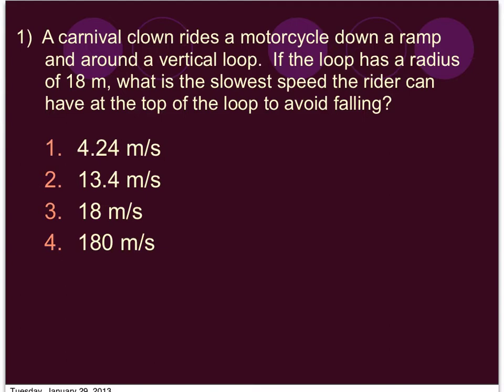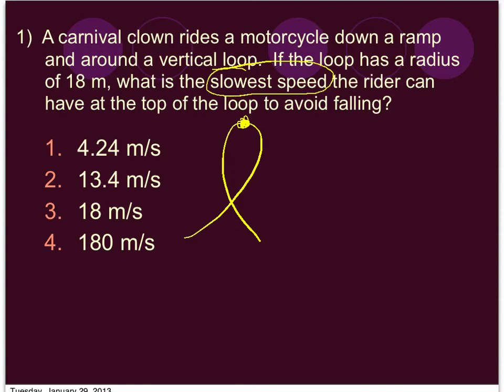Okay, an example, problem number 1. You have a carnival clown riding a motorcycle down a ramp and around a vertical loop. Okay, so he's going to be going around that loop. If the loop has a radius of 18 meters, what is the slowest speed that the rider can have at the top of that loop to avoid falling? Okay, so again, I'm thinking about this point right at the very, very tippy top, and I need to figure out the slowest speed that that clown can have.